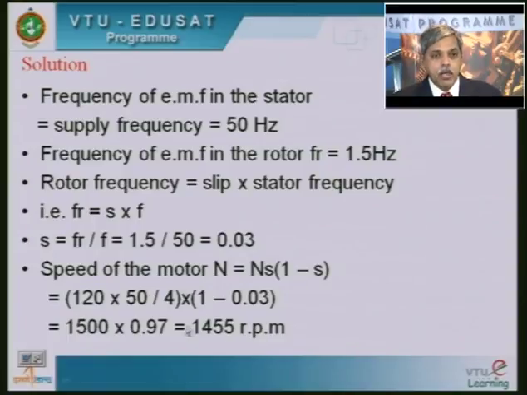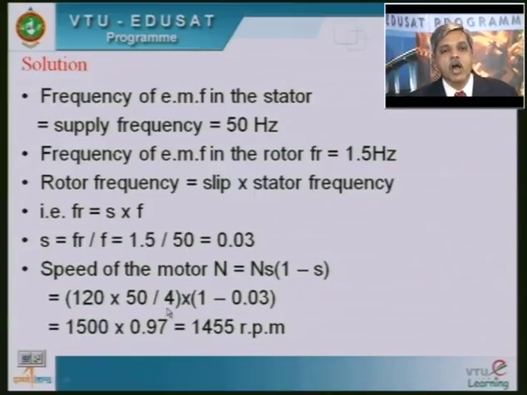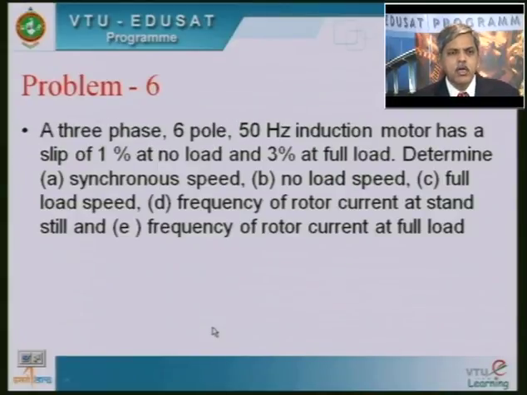Now the synchronous speed is here 1500 because the number of poles on the induction motor are 4. So here also the speed difference, if you see for the induction motor, it is just around 45 rpm. It is very small from no load to the full load value.